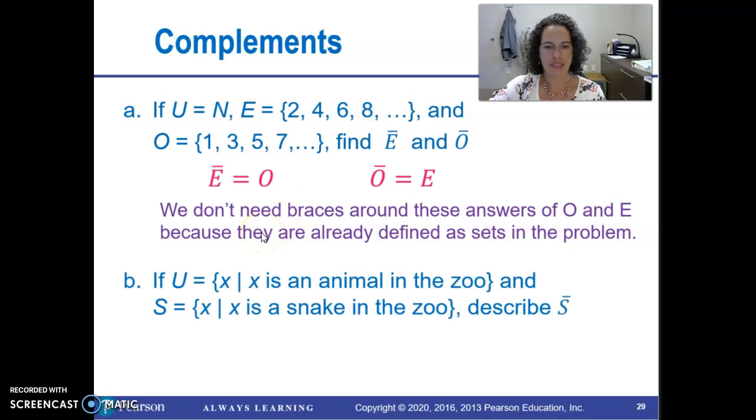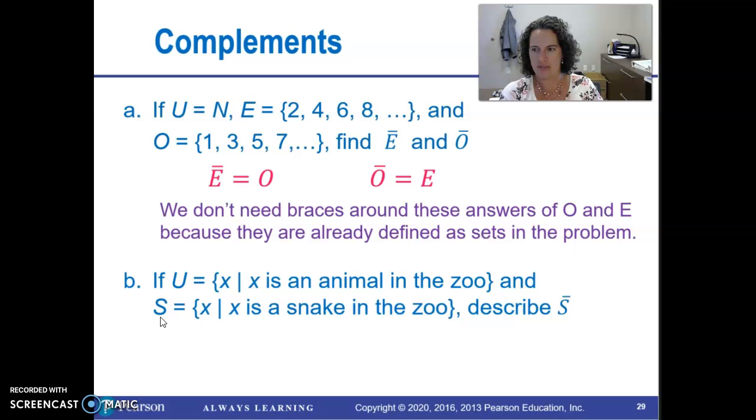All right, part B. Different universe now. If the universe is the set of x's such that x is an animal in the zoo, so all the zoo animals, and S is all the x values such that x is a snake in the zoo. There's more than just one snake, but it's going to be all of those snakes in the zoo. And it wants us to describe the complement of S.